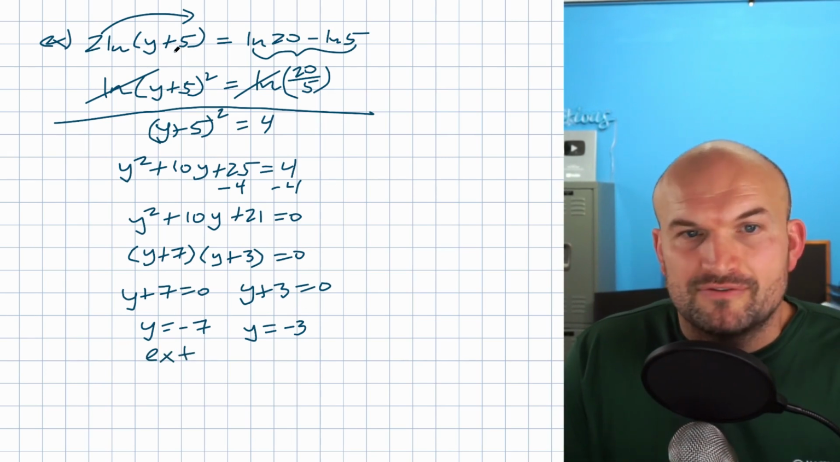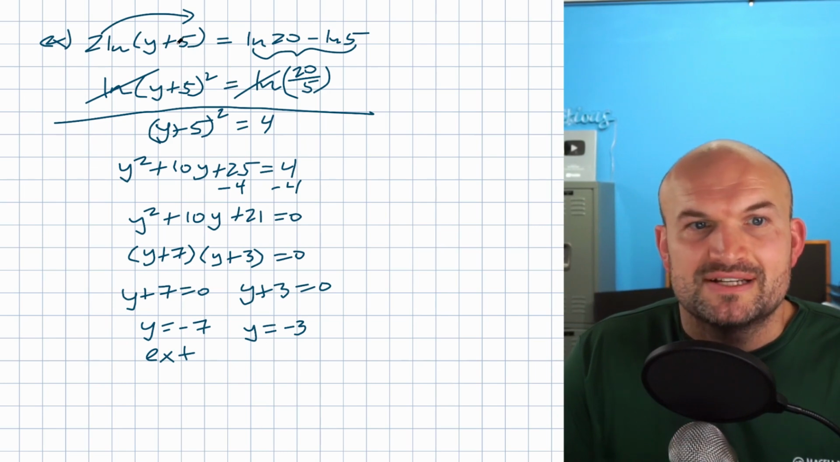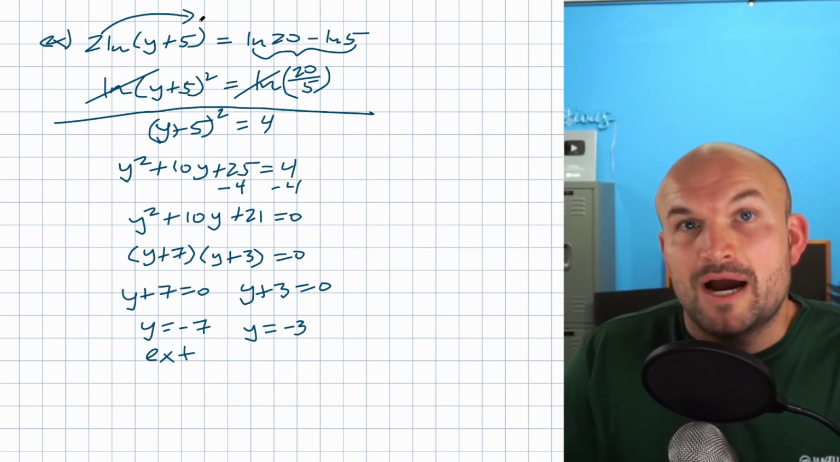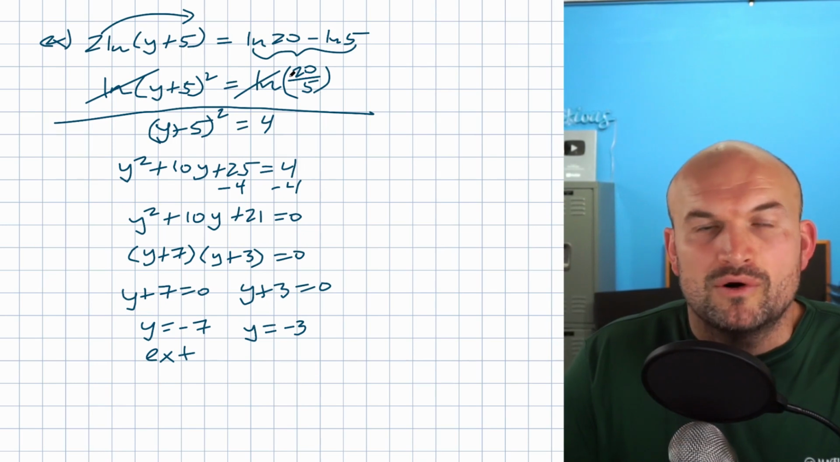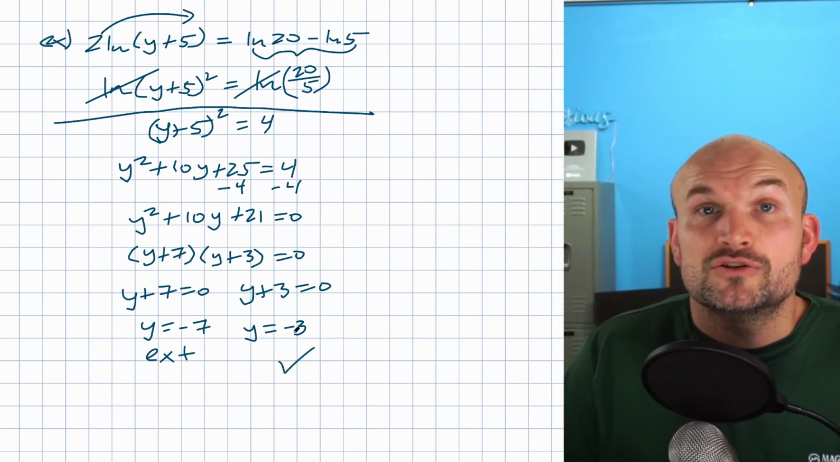Now let's just take negative 3 here, real quick. So negative 3 plus 5 is a 2, and then 2 raised to the second power would be 4, right? And we know that's going to be ln of 4 equals ln of 4. So therefore, this solution is going to work.